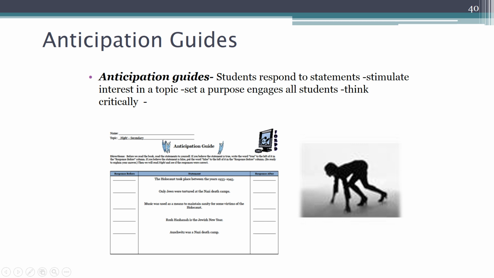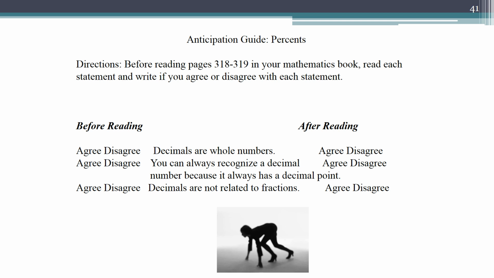Anticipation guides. I love anticipation guides. When you're introducing a new topic, it gets kids thinking about it critically, and it's usually pretty quick and easy to do. You just have 4 or 5 statements, and students write whether it's true or false, or they agree or disagree. And then after the lesson, you come back and revisit it. So here's a math example. This one's on decimals. So we've got 3 statements on decimals. Kids mark agree or disagree. We do the reading. We discuss it. They come back and say, okay, do I still have the same thought?